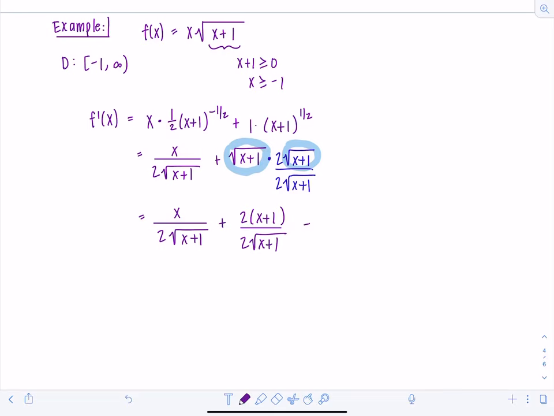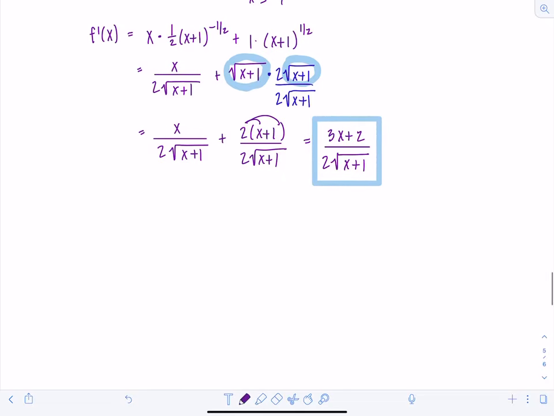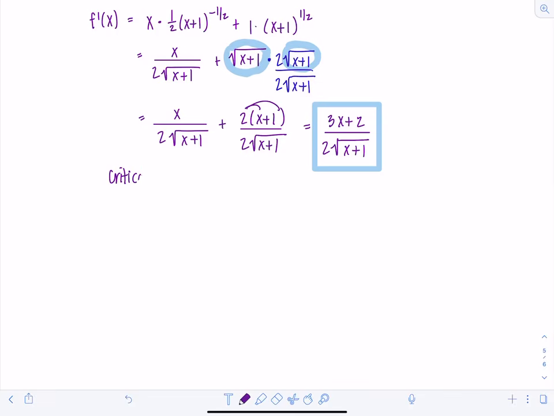And then I can go ahead, distribute, and combine like terms in the numerator. So I have 2x plus 2 plus another x, which is going to leave me with 3x plus 2 over 2 rad x plus 1. So there's our first derivative, and now we're ready to roll. Okay, let's find our critical values. So remember, critical values come from two places. First place to consider is when f prime of x is equal to 0. So that would mean the numerator, 3x plus 2, is equal to 0.